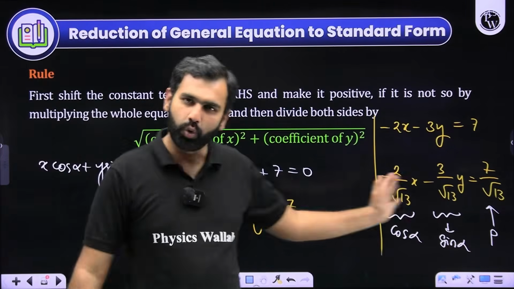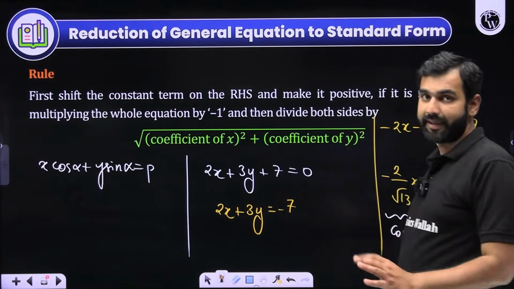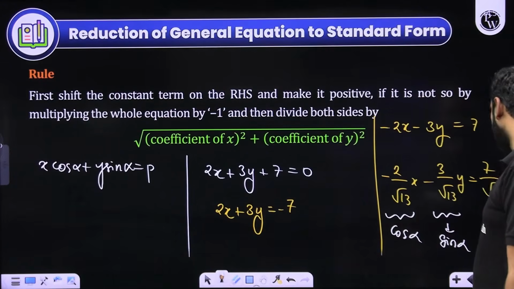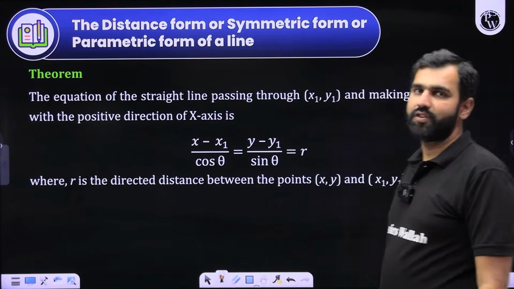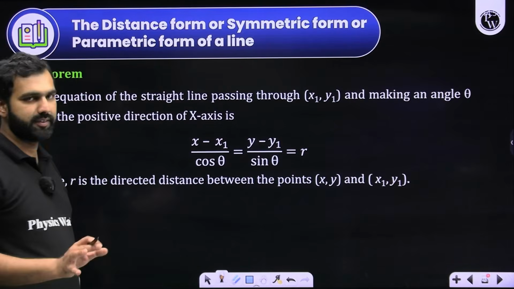Did you understand this whole operation? Are you comfortable with this? I hope you will remember this as a result and rule and you won't forget this. Now, moving ahead with the next part, which is called the distance form or the parametric form of a straight line. What does it mean?